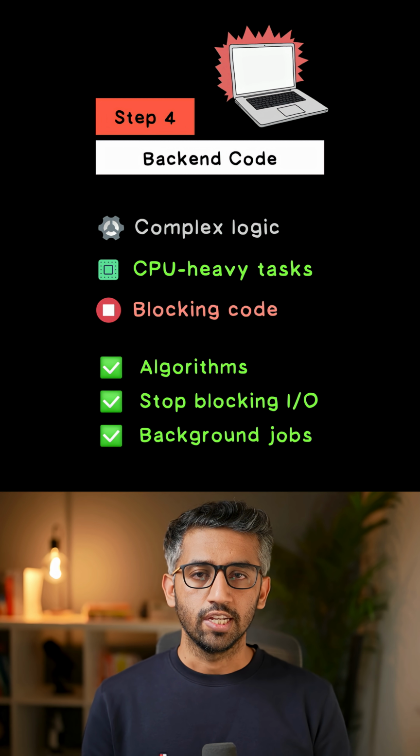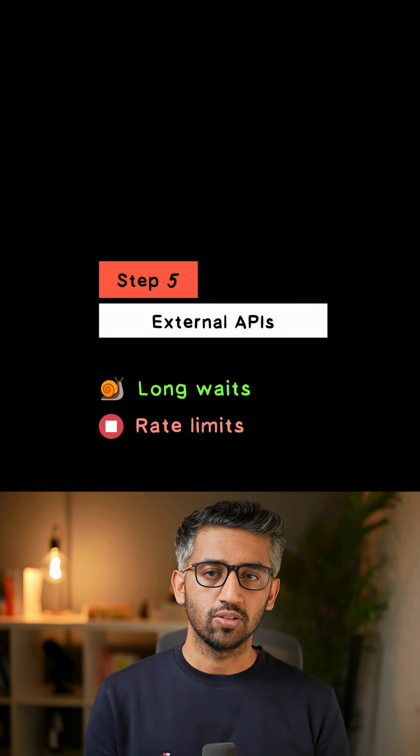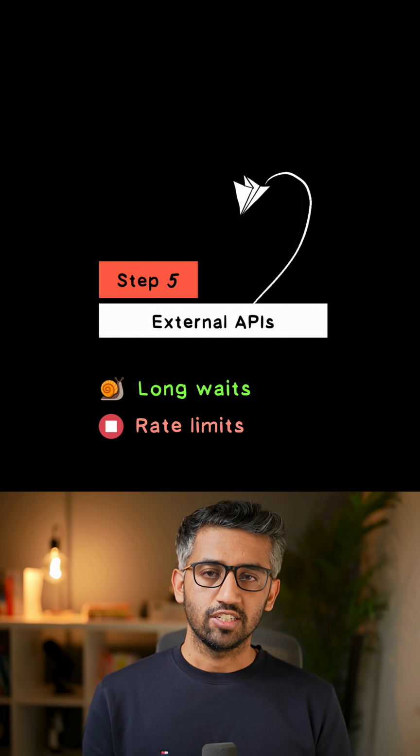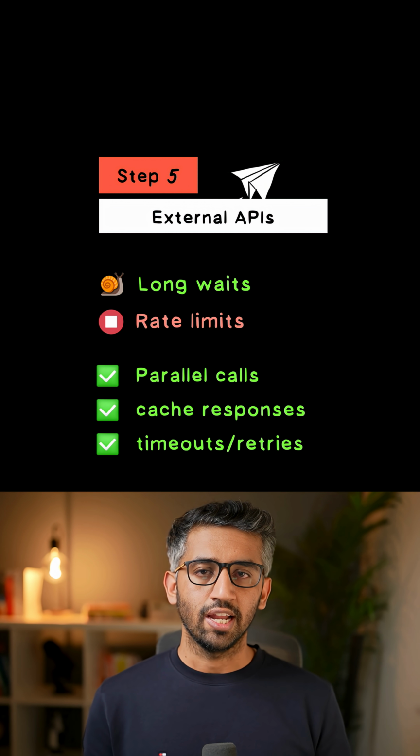Issues can also be in the external APIs. It may be the external API which is making you wait, or maybe you are hitting the rate limits, so now you have to slow down. You can fix these issues by having parallel calls if you have sequential ones, caching the responses, and having proper timeouts and retries.